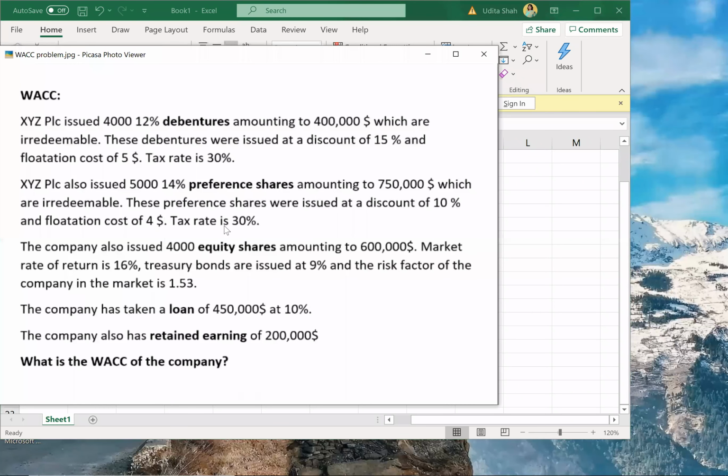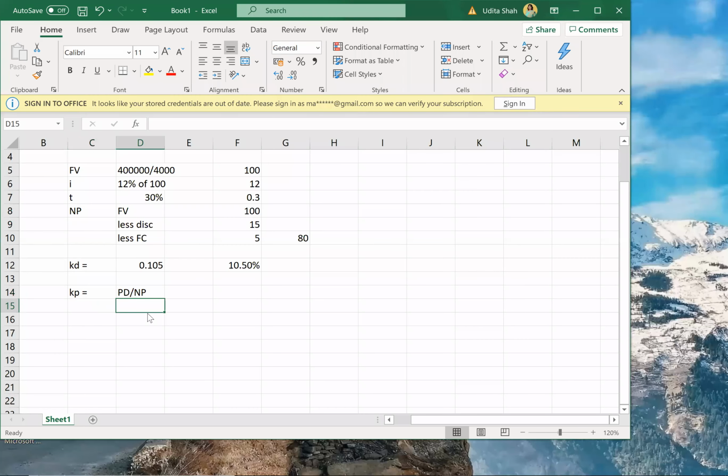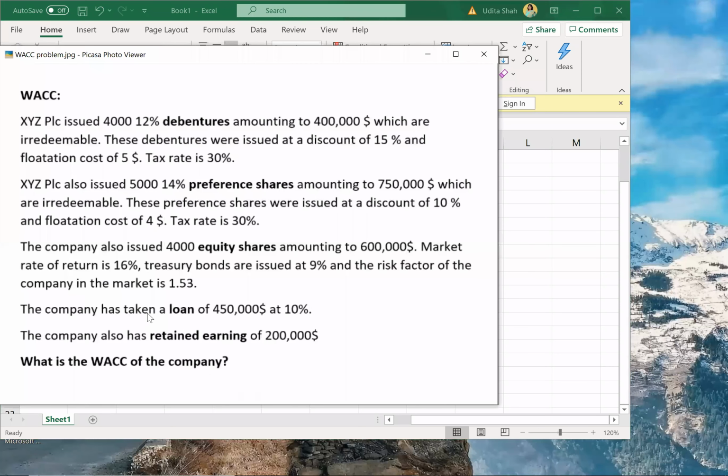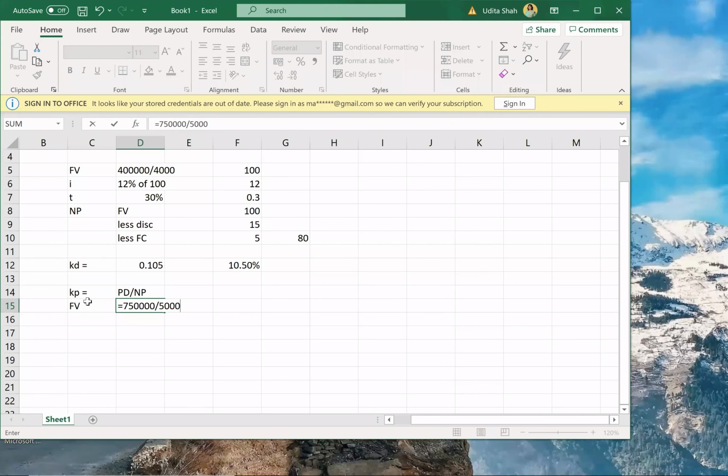So KD is done. Second is what? Preference shares, KP. So second I want KP. KP equal to PD by NP. So let us see then. XYZ PLC also issued 5,000 14% preference shares amounting to $7,50,000. So again, first I'll calculate my face value. Face value will be $7,50,000 divided by 5,000. Okay, so that is how much? That is 150. 150 is the face value.